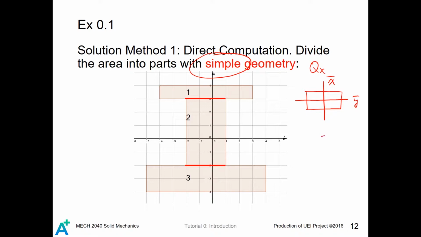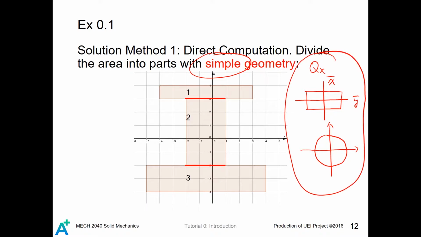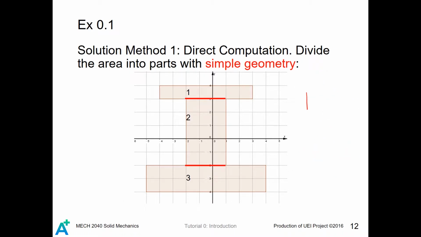Or you have a circle, then you have the average of x, average of y. So those are so-called simple geometry that we are concerned with. So I hope to divide this whole shape into simple geometry. As we can see here, I divided the shape into 3 pieces of simple geometry: 1, 2, and 3. All of them are rectangles, and thus it is easy to find their average of x or average of y.